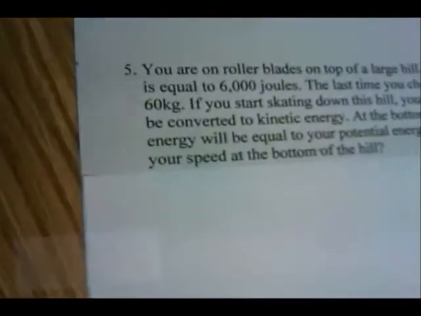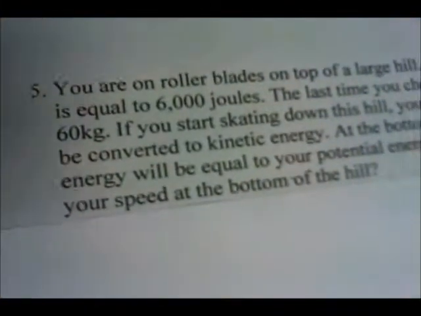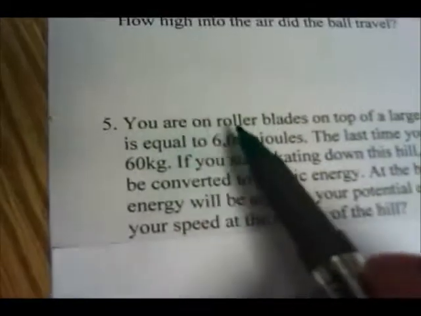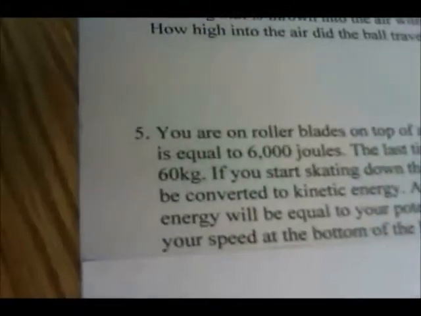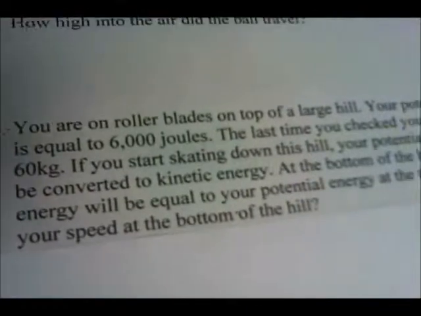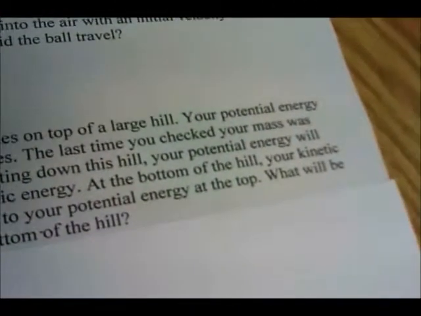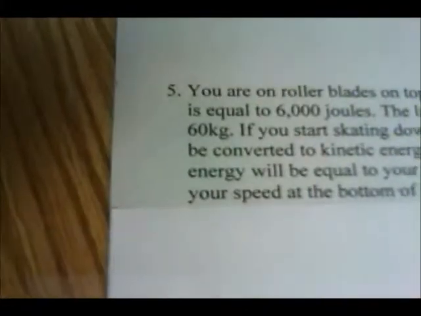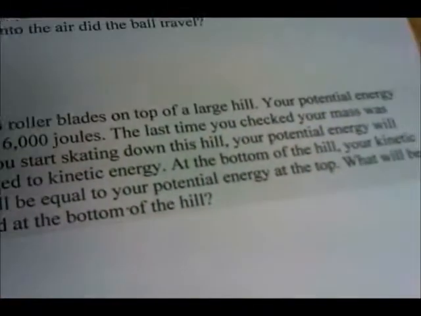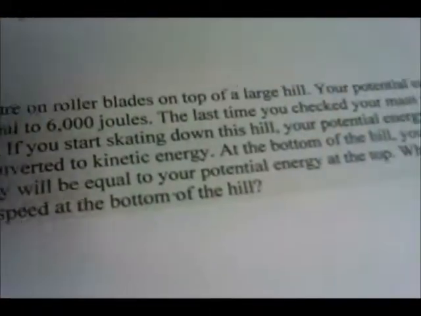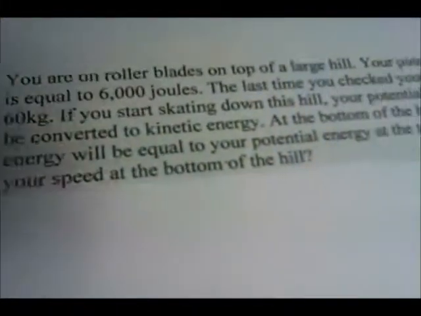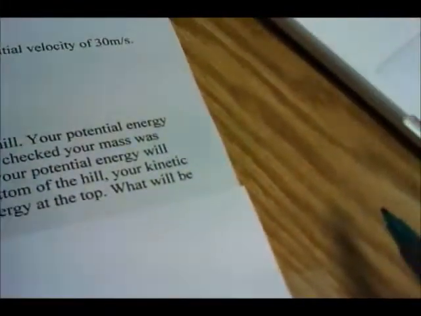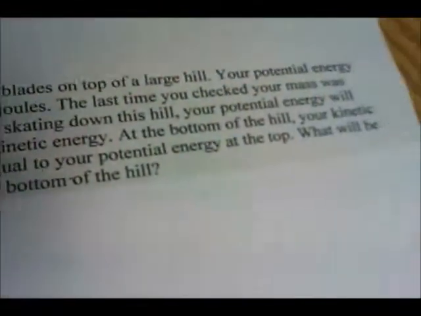Our last problem is problem number 5. This is the longest problem. You are on rollerblades on top of a large hill. Your potential energy is equal to 6,000 joules. The last time you checked, your mass was 60 kilograms. If you start skating down this hill, your potential energy will be converted into kinetic energy. At the bottom of the hill, your kinetic energy will be equal to your potential energy at the top. What will be your speed at the bottom of the hill?